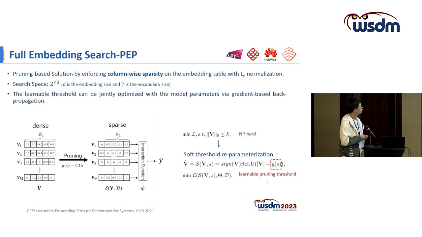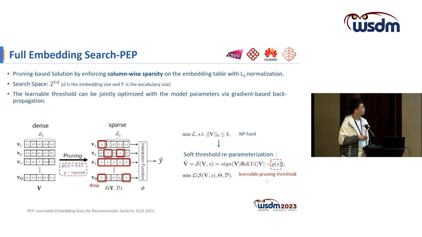The second work is PEP, similar to AMTL. It is a pruning-based solution by enforcing the column-wise sparsity on the embedding table with L0 normalization. As we can see in this figure, for some features, just like V1, the first elements can be set to zero so that the embedding dimension can be reduced. More importantly, for some unimportant features, just like V3, all the values can be set to zero so that this feature can be dropped.